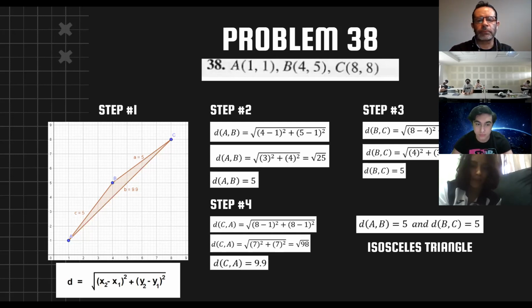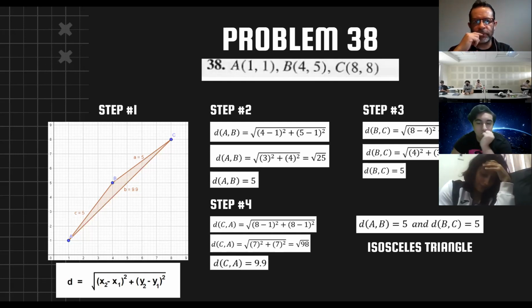It's equal to 5, and CA is equal to the square root of 98, which is 9.9, and it's an isosceles triangle. Okay, thank you, Ayman. This problem is the same as the other ones. We've got 3 points and we're trying to find out if it's right, isosceles, or both. We calculate the 3 distances and clearly find that 2 distances are the same. That would mean that by default, it's an isosceles triangle.